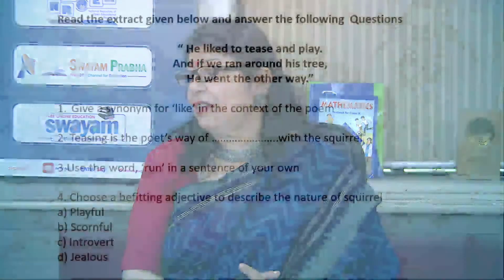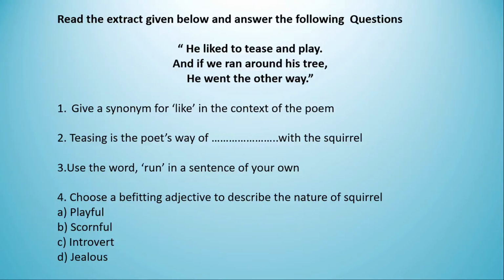Now here the question is, choose a befitting adjective to describe the nature of the squirrel, and the choices are: number 1, playful, it is play loving, fun loving. Second is scornful. You must know the meaning. Scorn, it hates something, isn't it? Then introvert, it is shy, it is timid, isn't it? Jealous, it is envious. So out of these 4 qualities, which goes for squirrel? Absolutely playful. Playful, correct. And I'm sure that the children will also choose this option. Yes. Playful, option A is the right answer. So you will mark option A.